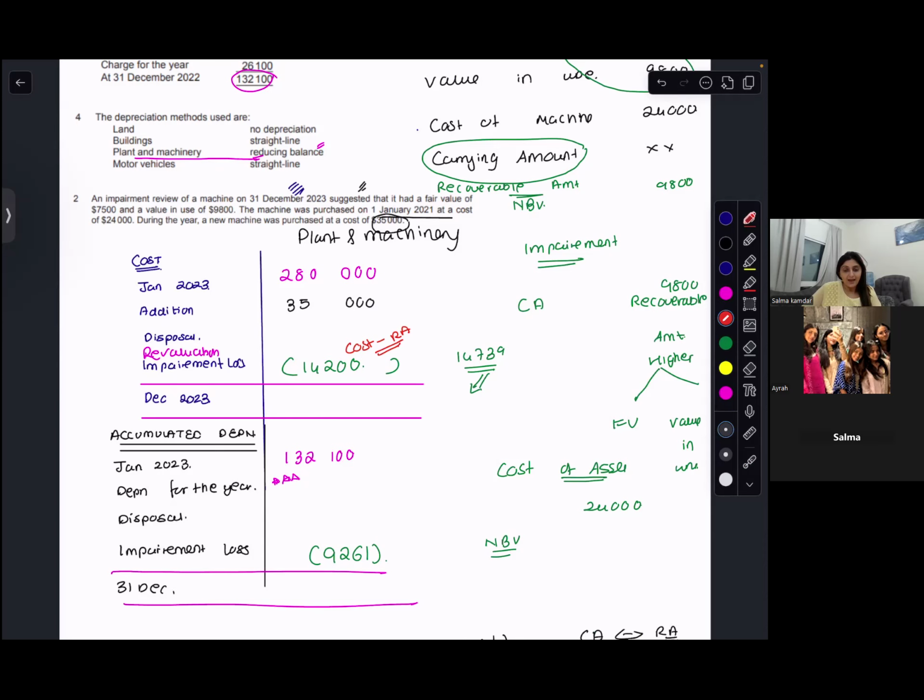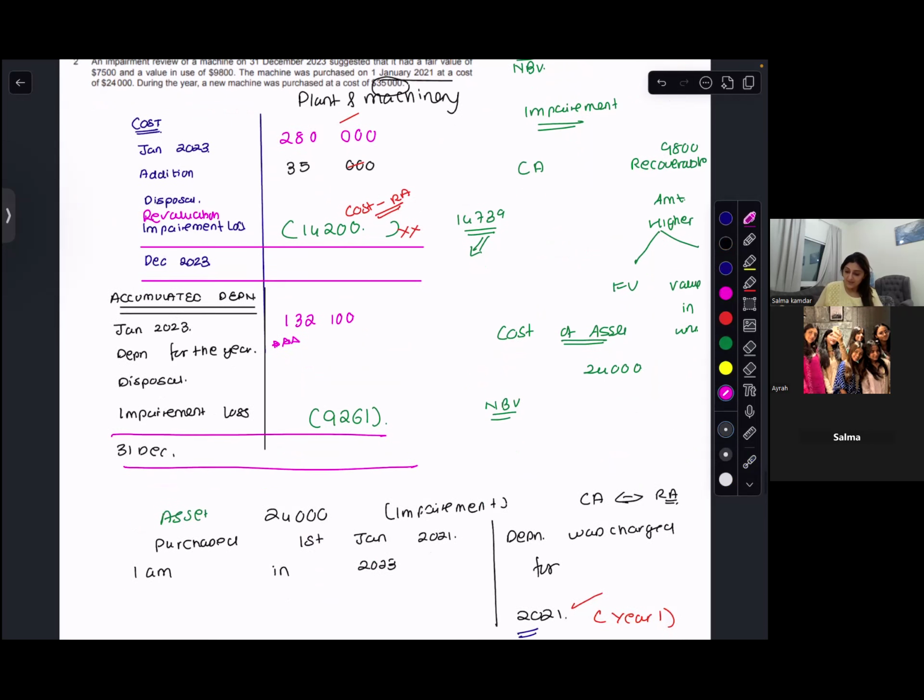Now depreciation for the year. Depreciation for the year will be the one that we calculated. You will take this 280,000 plus 35,000. Now this is no longer there with us. So you will take this minus this, which gives you the net book value. And this is the first year of depreciation, so this will be directly on the cost.